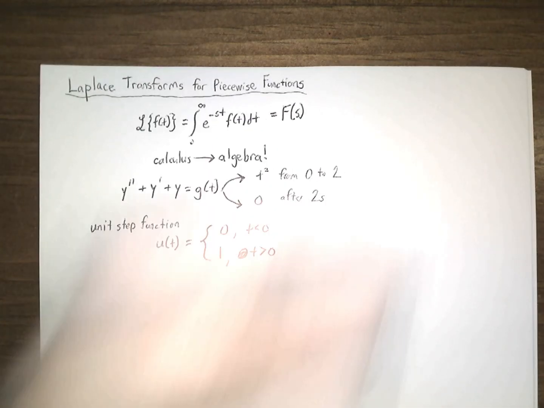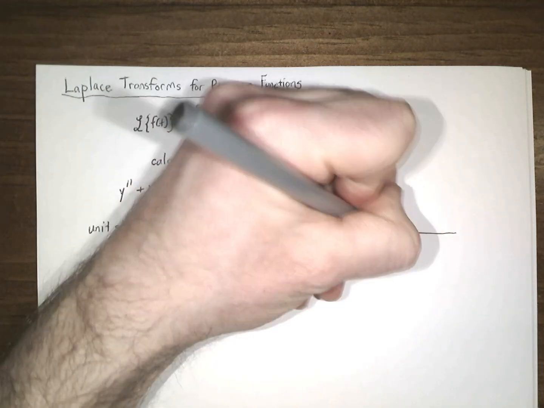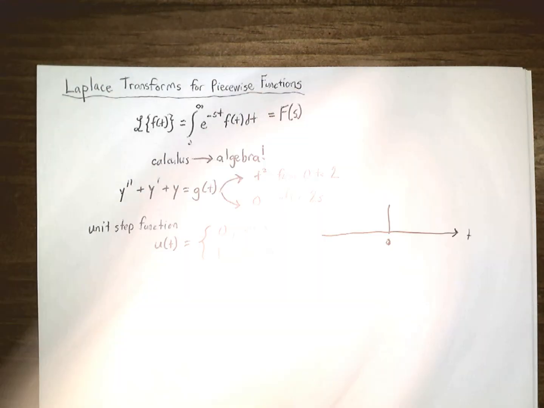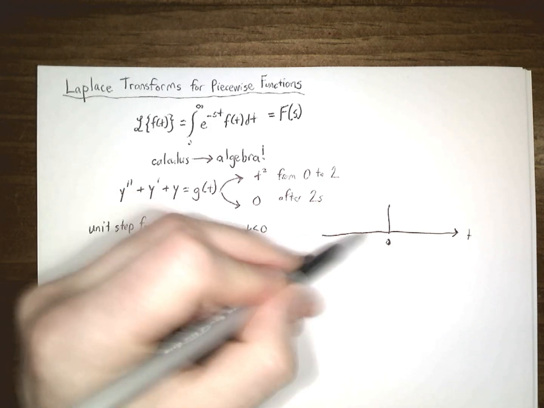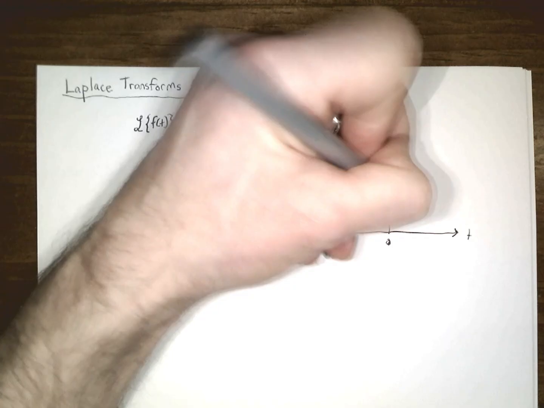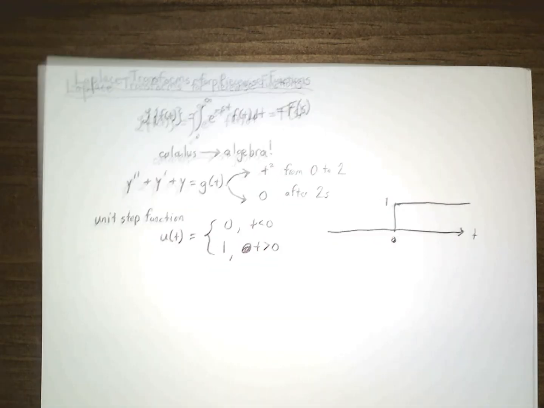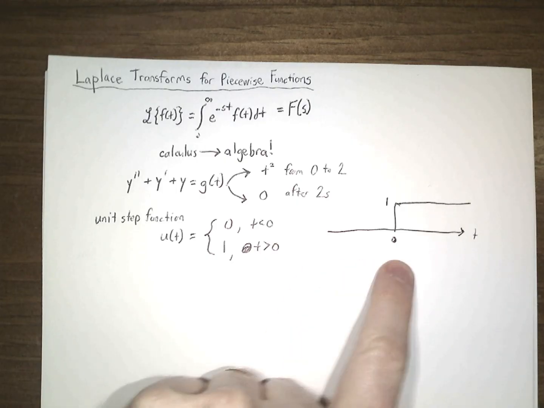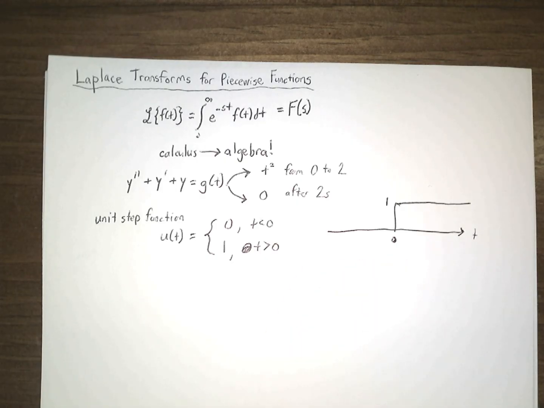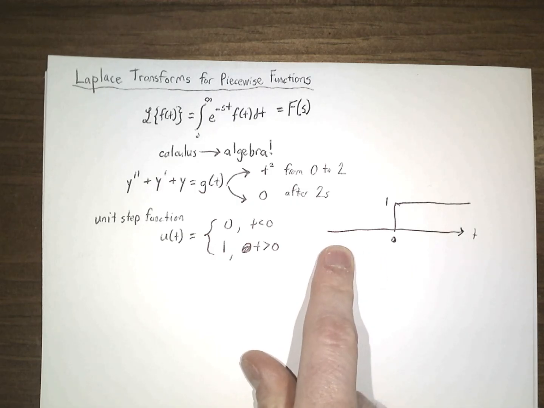So the result is, if that's t equals 0, the function is just 0 everywhere to the left of that. We get to 0, and all of a sudden it steps up suddenly, and we have 1. It's a step. So it's 0 over here, it's a value 1 over here.